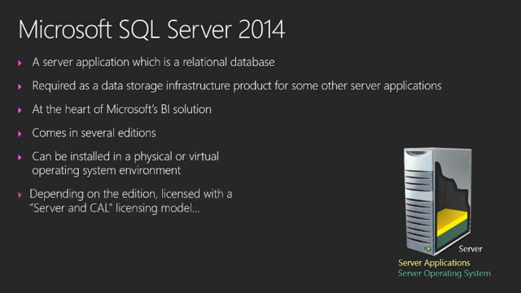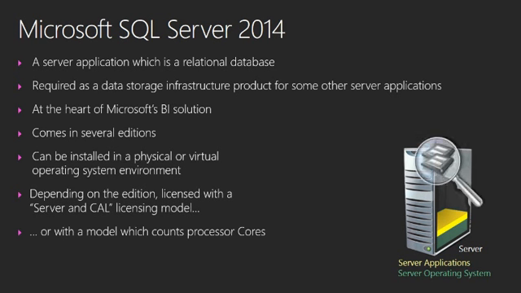Some of the editions of SQL Server are licensed with a Server and CAL model, and this really is straightforward Server and CAL, no standard and enterprise CALs to worry about with SQL Server. But some of the editions are licensed with a model that counts processor cores. Now we've already seen that Windows Server requires you to count processors, but this is different. With SQL Server 2014, you need to count cores. Luckily, however, we don't need to worry about anything more than that in this particular session.